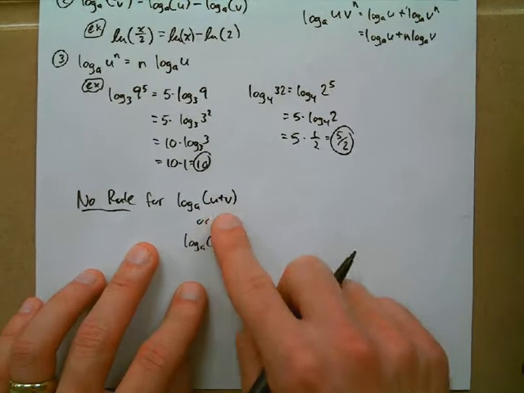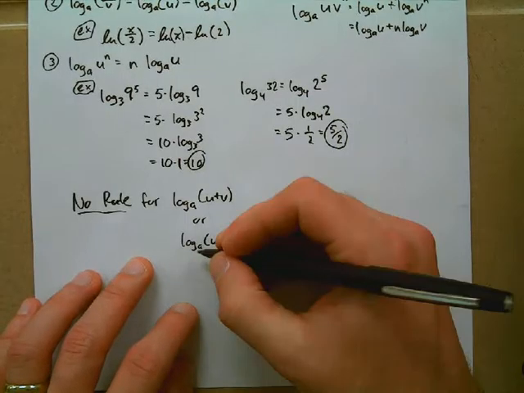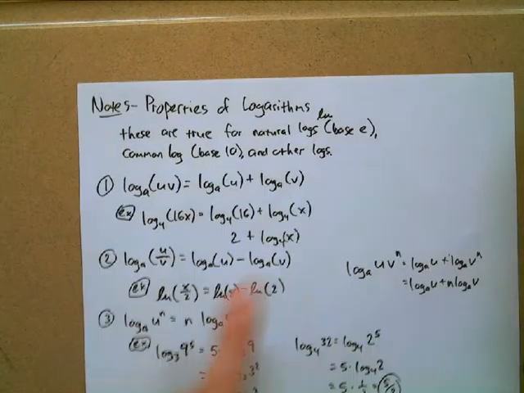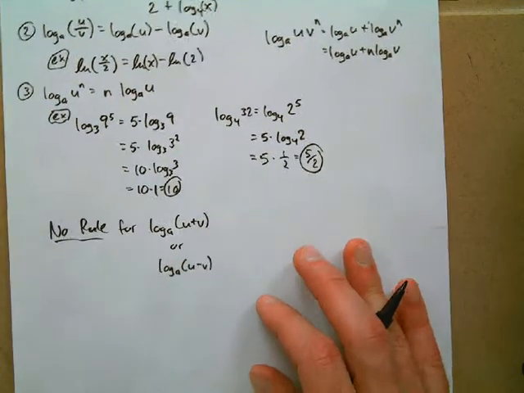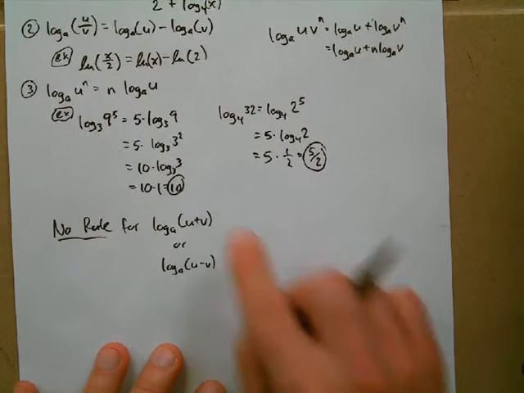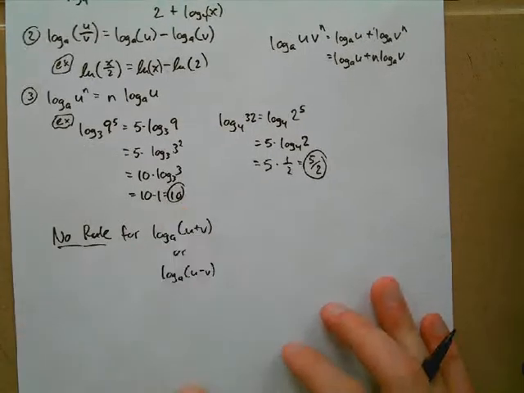It just does not work. Multiplication can become addition, division can become subtraction, but addition and subtraction do not become something else. There's no rule there. So do not try to make this multiplication or division or who knows what. These do not simplify when you have just a sum or a difference. So keep that in mind.